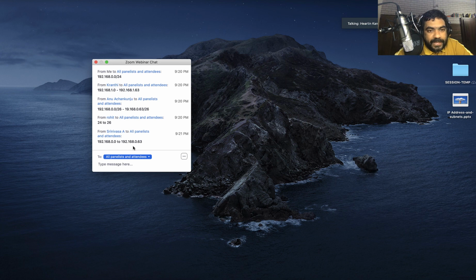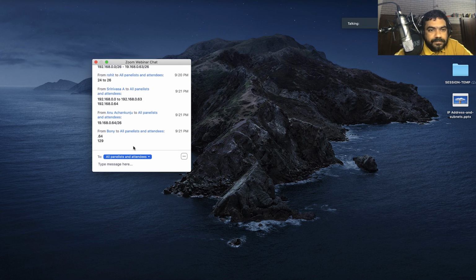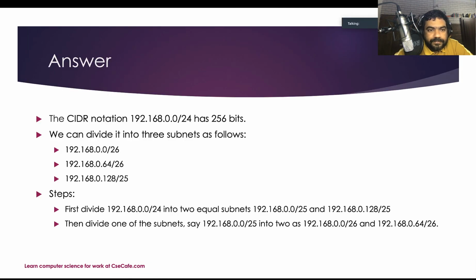And what will be the start of the second subnet? Okay, it will be 64. And what will be the start of the third subnet? Okay, first will be 0/26. So second will be, so a subnet is denoted by the first.